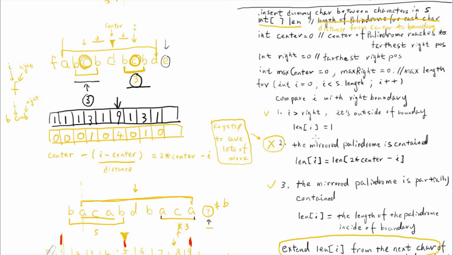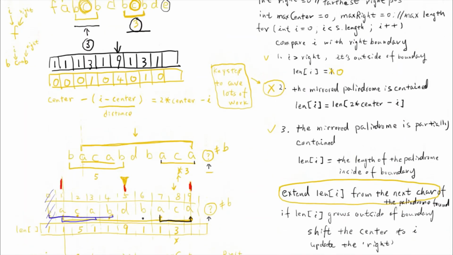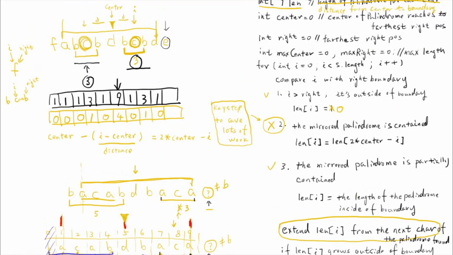With this change, we need to modify the code which assigns the initial value to the length. So in the first scenario, the length at I is no more 1, but it's 0. Okay, that's all the change we need to make for our pseudocode. Next, we'll go to the LeetCode website to implement the Manacher algorithm.